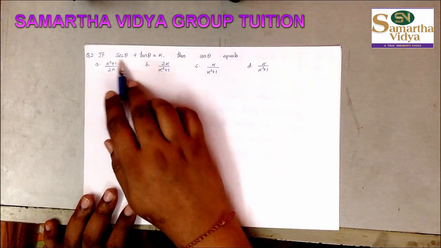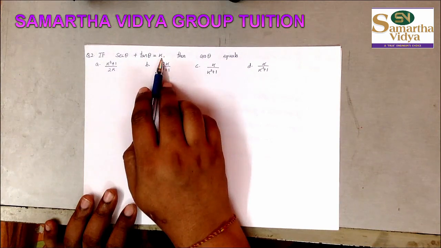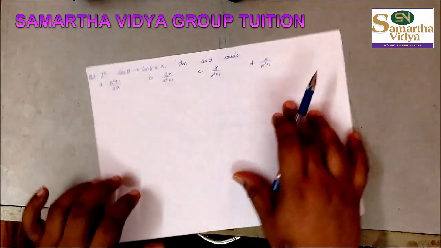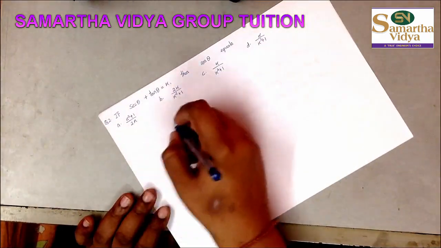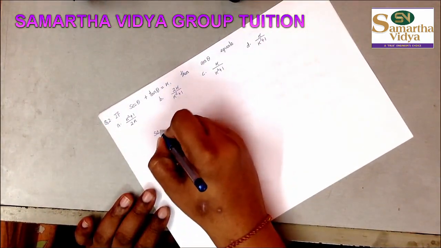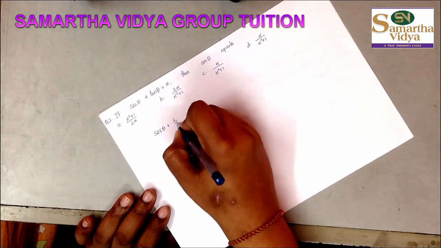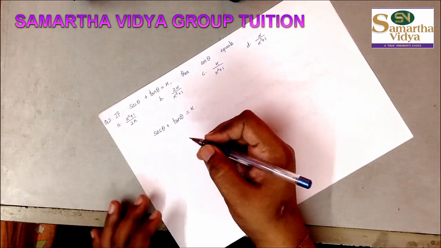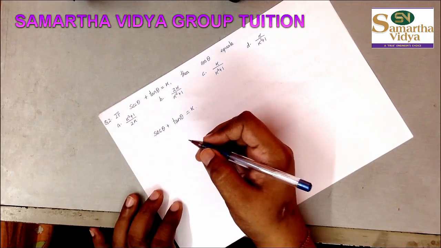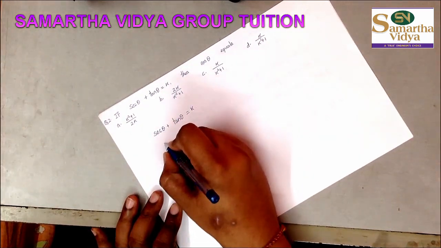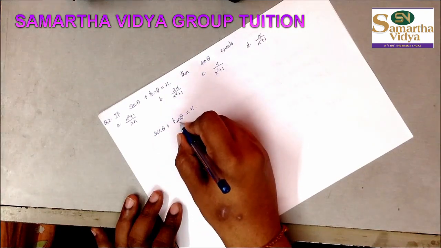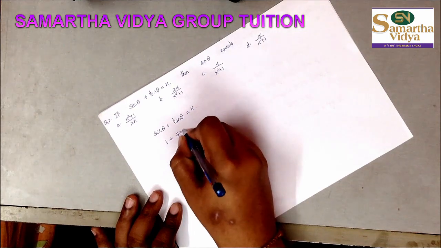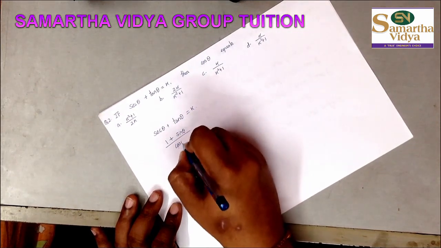The question is, if sec theta plus tan theta is k, then what is cos theta equal to? Now this question is quite popular. Now let's start with the given equation. Now converting this to our regular functions, that is sin and cos. So sec can be written as 1 by cos, and tan is nothing but sin by cos, which we can write as 1 plus sin theta upon cos theta.